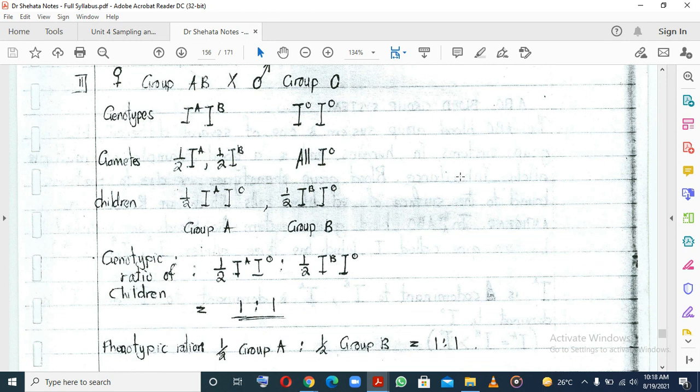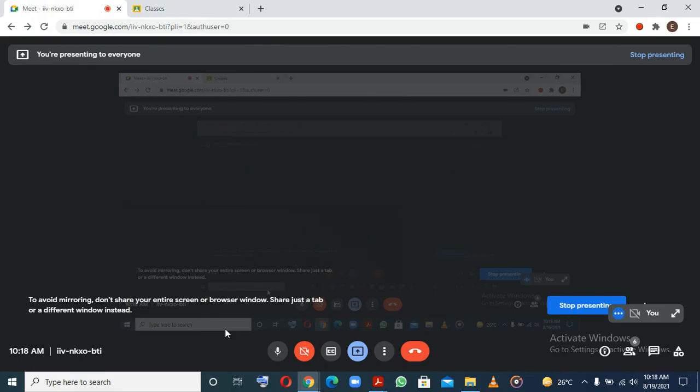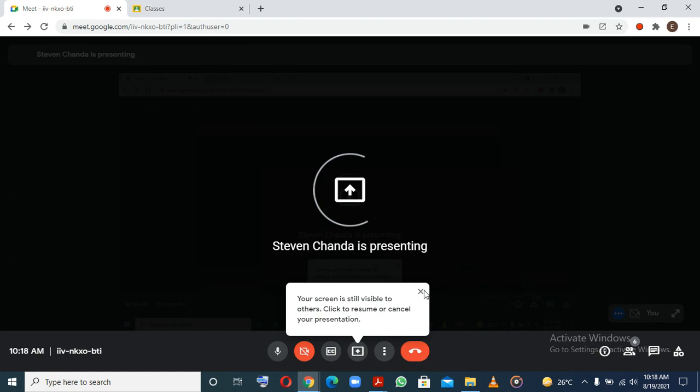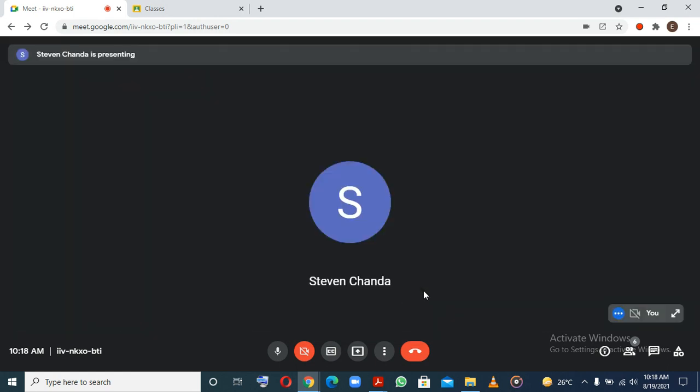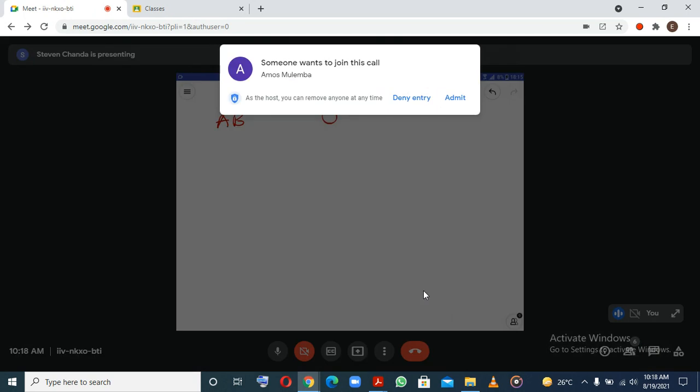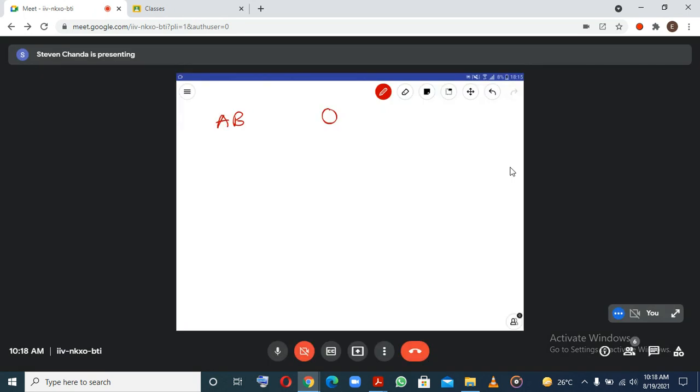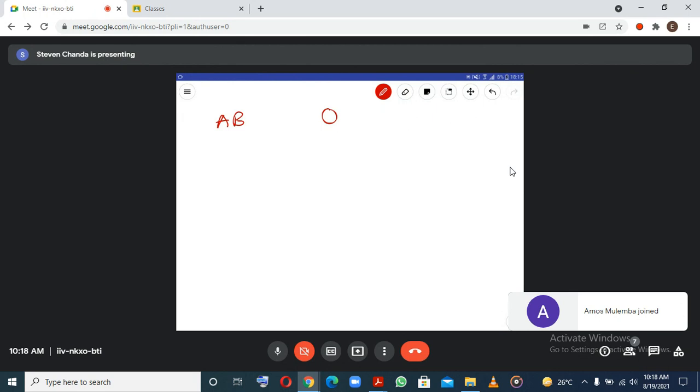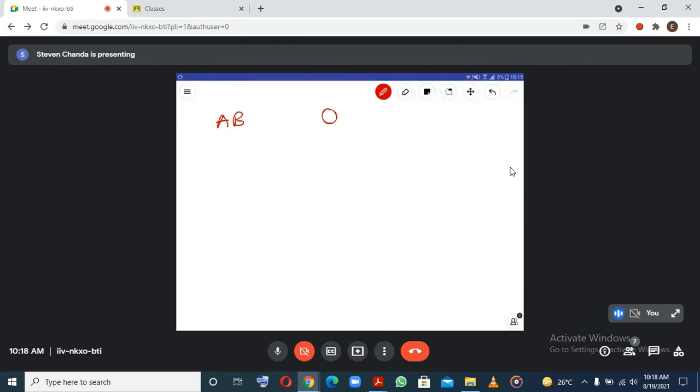Let's write up something so that we can appreciate this. I'm going to start projecting something. What we are looking at is a couple, and we've got one that is blood group AB and the other one that's blood group O. First of all, the first thing that has to come to mind is you have to separate the gametes, and then from there you'll be able to see how they are going to relate with one another. So that's the first thing that you do.